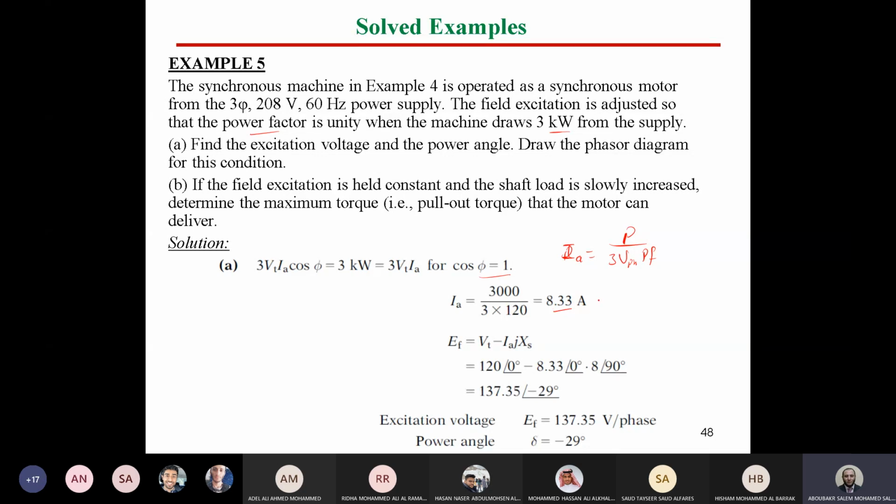Now we need to calculate EF. So simply EF equals V terminal minus jIAXS. Doctor? Please.